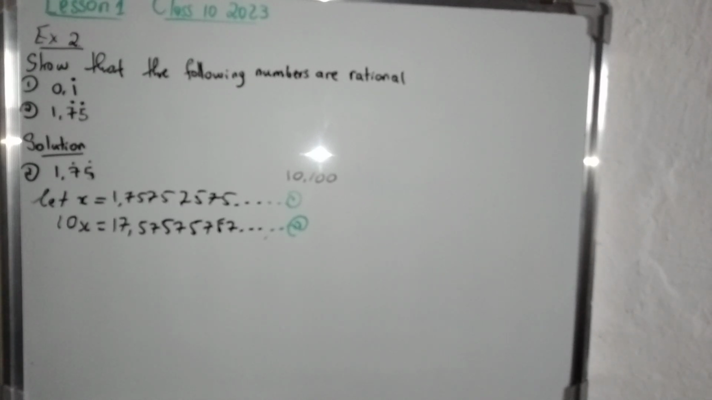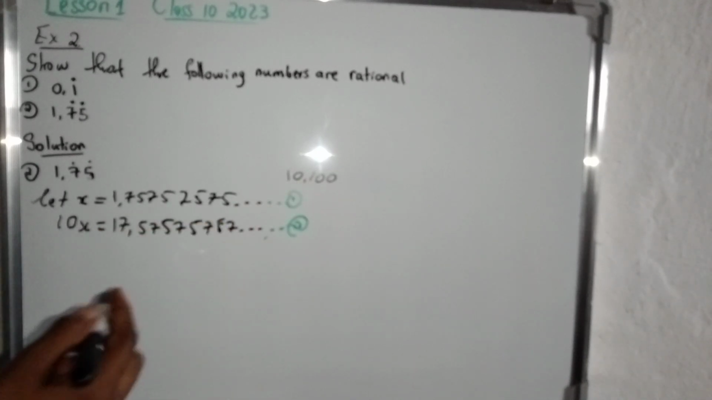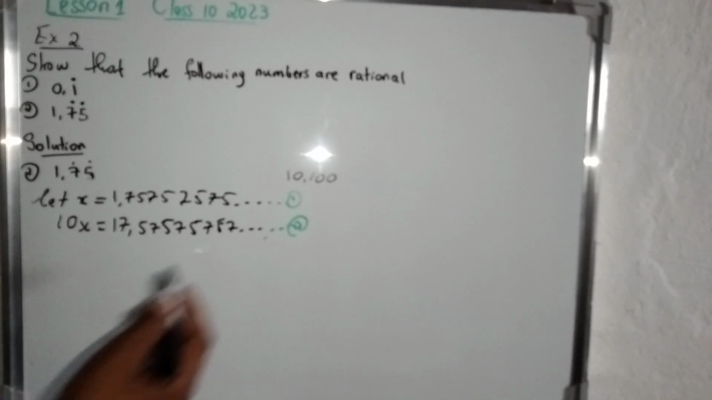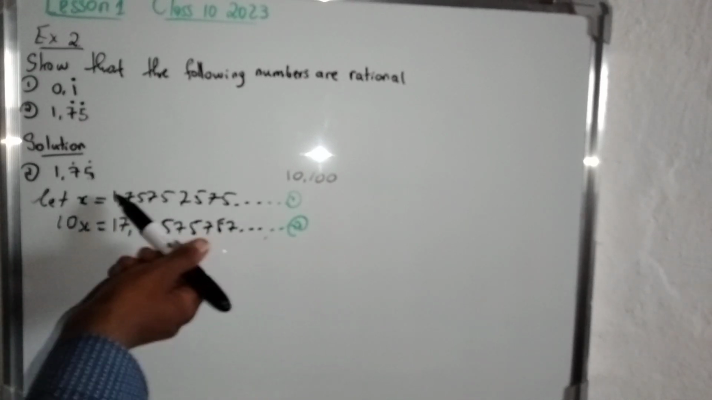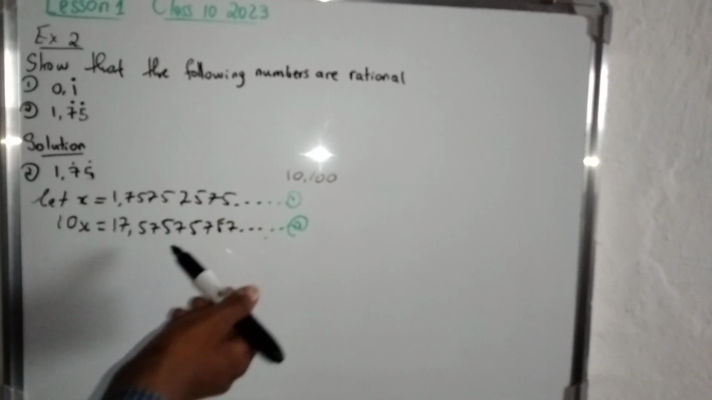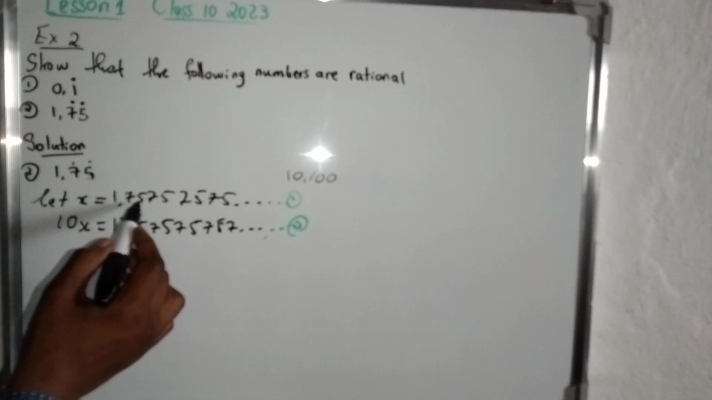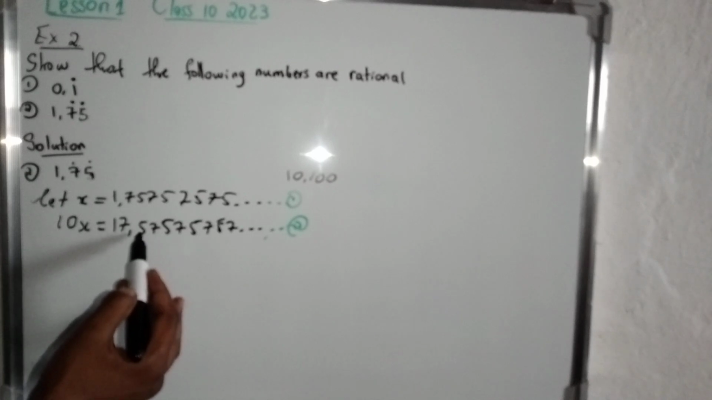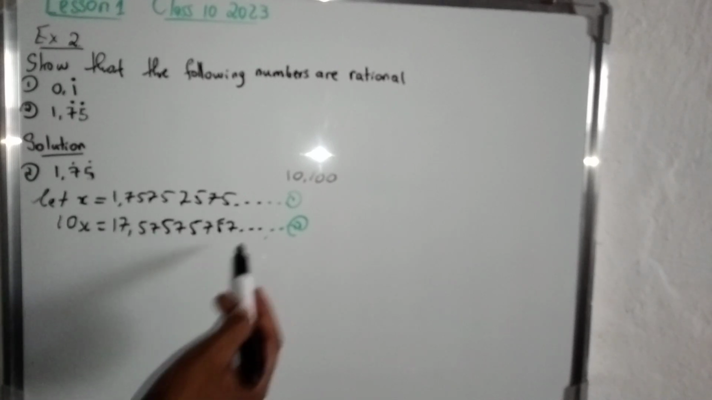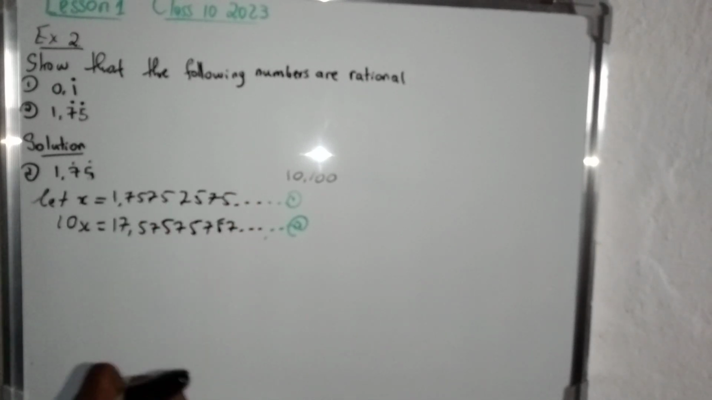Just before we go to 100, let's look at our digits after the comma. Are they the same? Let's compare the digits in the first equation with the ones in the second equation. It's going to be 75, 75, 75, and 75. But in the second one, we've got 57, 57, 57, and 57. So that means they are not the same. So definitely we have to multiply by 100 now.